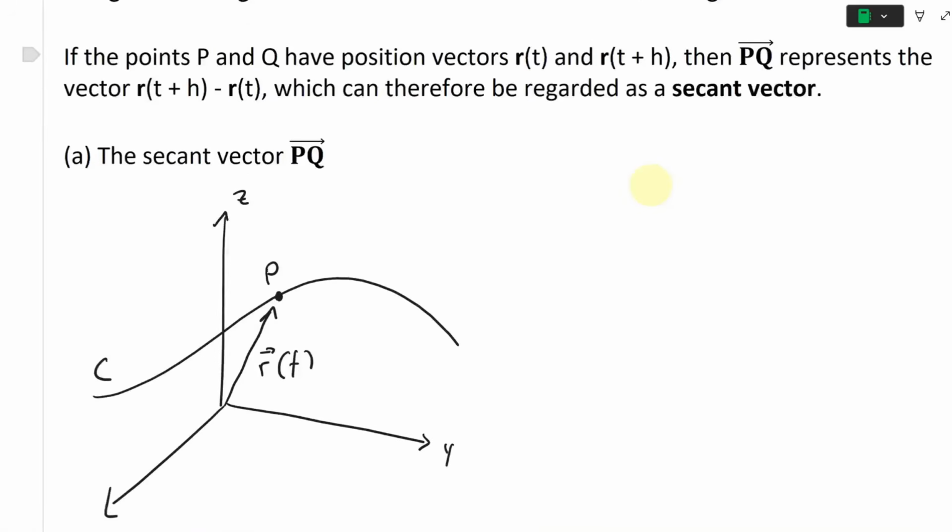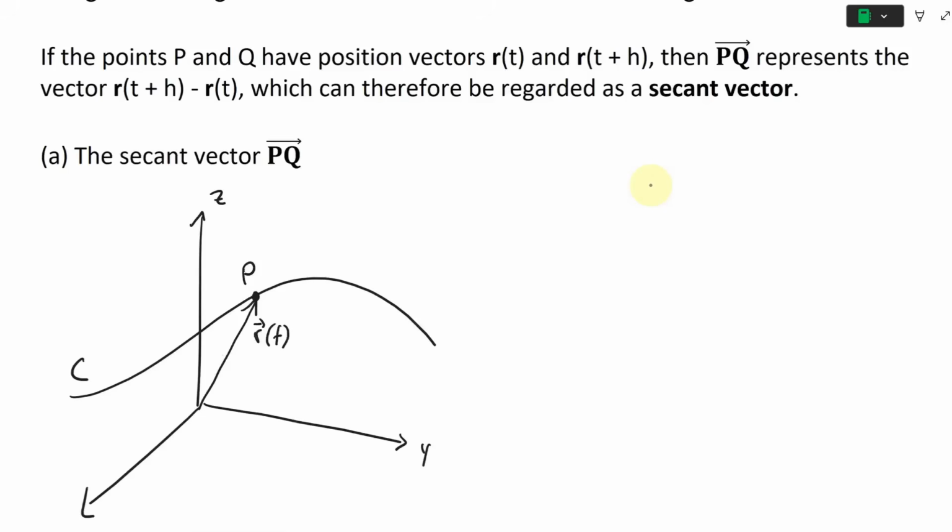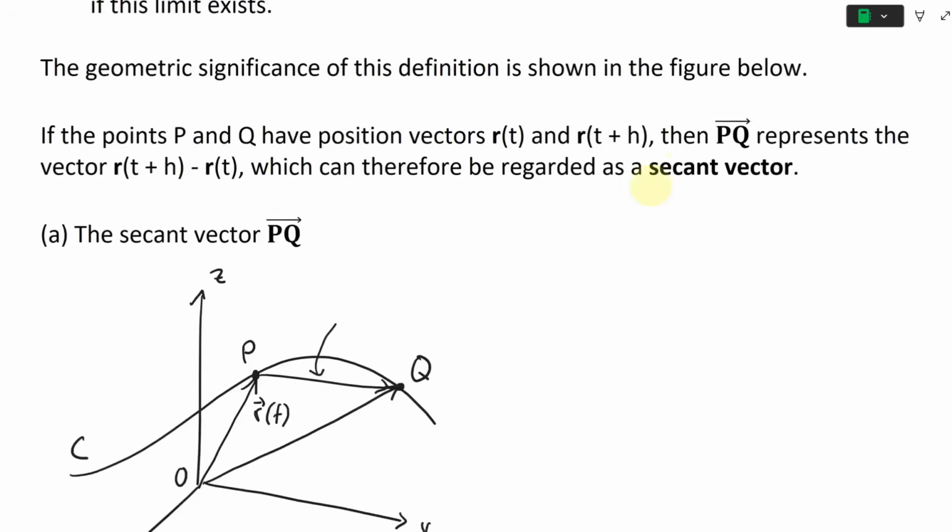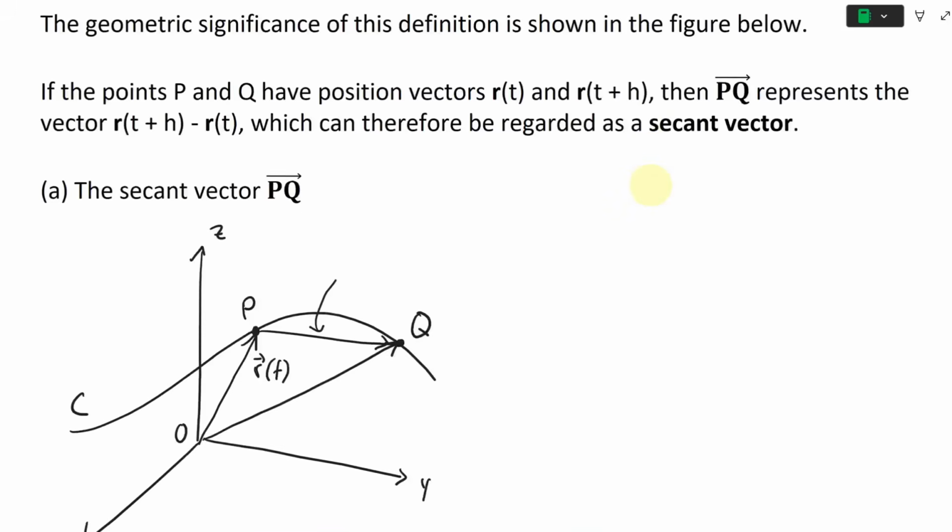Now if we increase the parameter t by h, I just quickly fix that up and put a 0 there for the origin. Now let's say we have a point all the way across here, and this is our point Q. From P to Q, this is our vector PQ. That's our secant vector, and it's just going to be the difference between these.